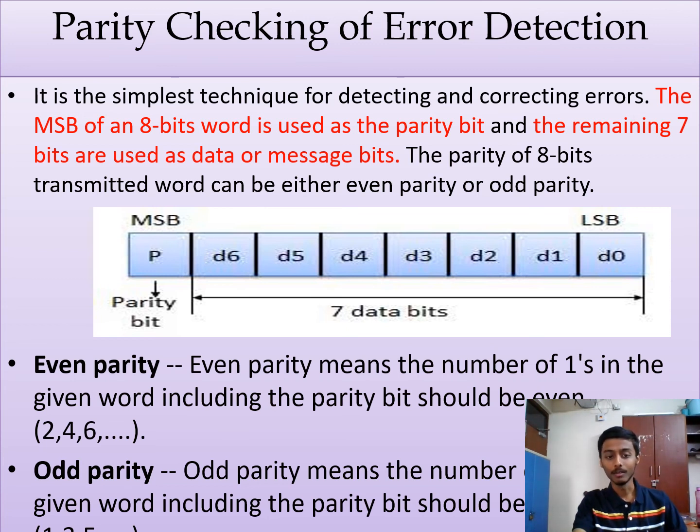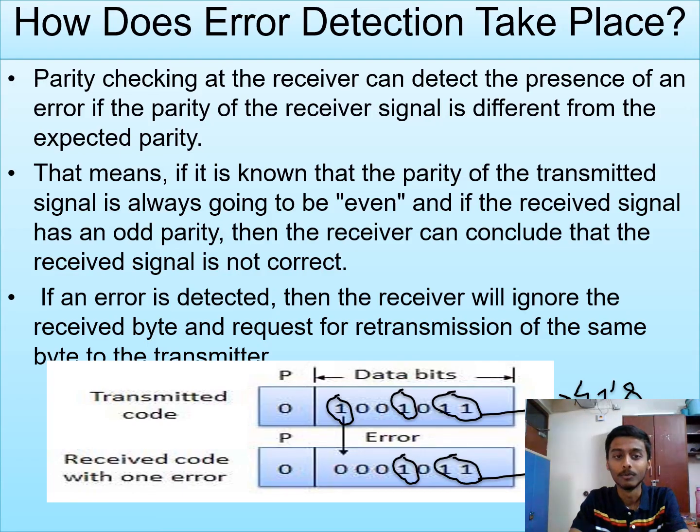Now, what is even parity? Even parity means the number of ones in the given word, including the parity bit, should be even. And odd parity means the number of ones in a given word, including the parity bit, should be odd. Now, how does error detection take place? Parity checking at the receiver can detect the presence of an error if the parity of the received signal is different from the expected parity.